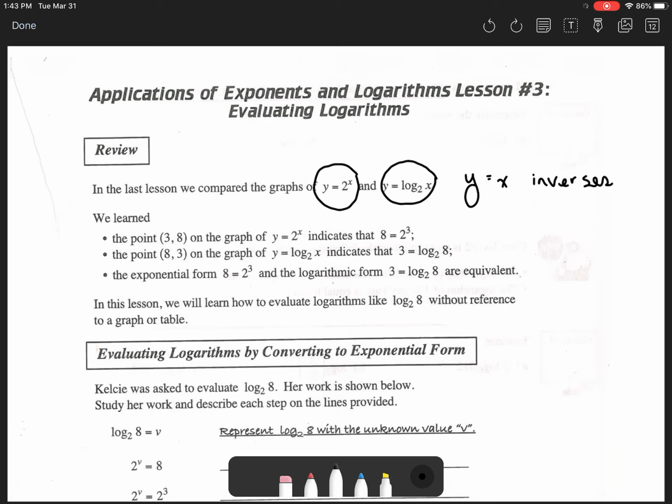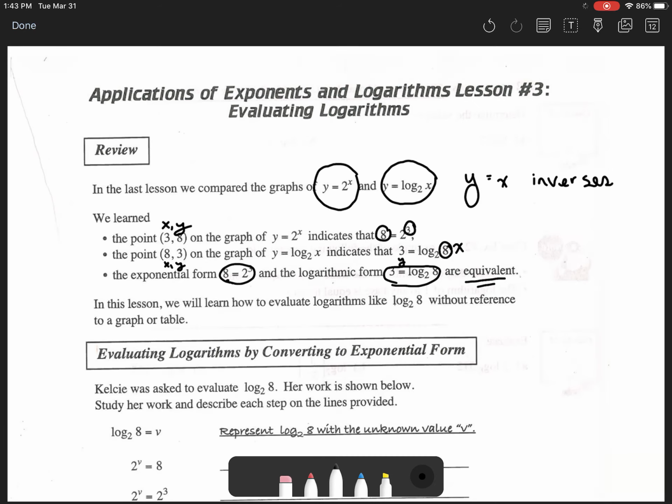Again, just as a review, they go through a couple points here, talking about the point (3, 8). This is an x value and this is a y value. When I substitute them into the equation, there's the x value of 3, there's the y value of 8, and obviously 2 cubed is equal to 8. When I take the opposite point, interchanging the x's and y's, the 8 is now the x and 3 is now the y. When I substitute those into the log equation, the y value here is 3, and there is the x value of 8. So log base 2 of 8 has a value of 3. So these two forms, 8 equaling 2 cubed and 3 equaling log base 2 of 8, are equivalent.